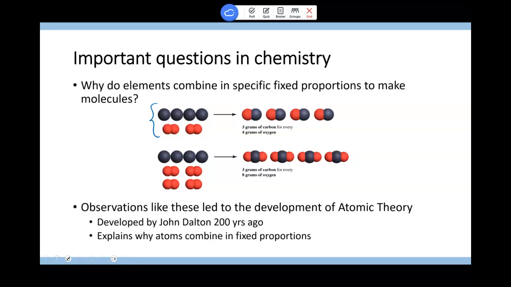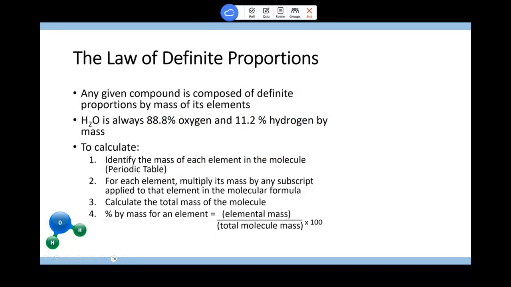So this next slide here, we have the next law of chemical combination, which is the law of definite proportions. I think in the first lecture, we talked about how water is always 88.8% oxygen and 11.2% hydrogen by mass. So any given compound is composed of a definite proportion by mass of its elements. So let's calculate. We have the proportion for water, but let's actually do the calculation for water. And then in the next slide, we'll do a more complicated one. So water is always 88.8% oxygen, 11.2% hydrogen by mass. Let's actually do this calculation to show that.